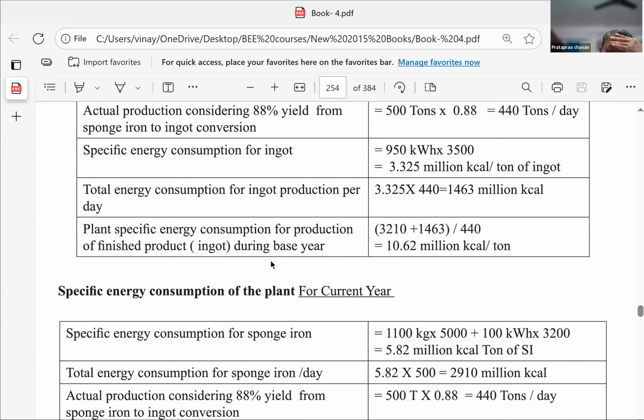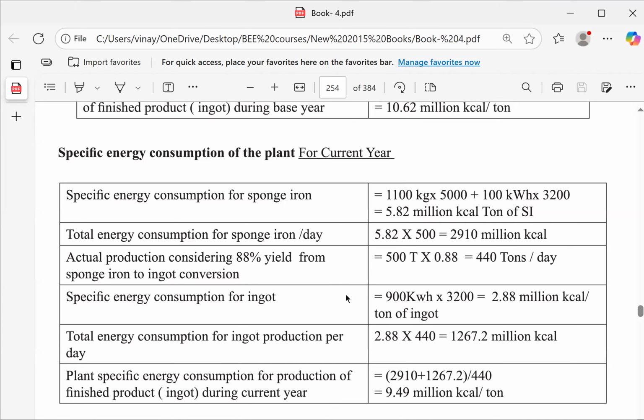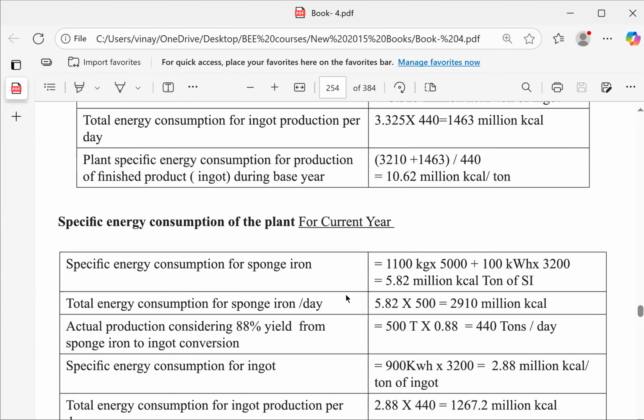2011. Here it is 2012. Same thing. The left hand side remains same. Yes, any doubt, sir? Huh? The first one, how has it come, sir? 1200 kgs into 5,000. 1200 kgs is 1.2 tons, sir.